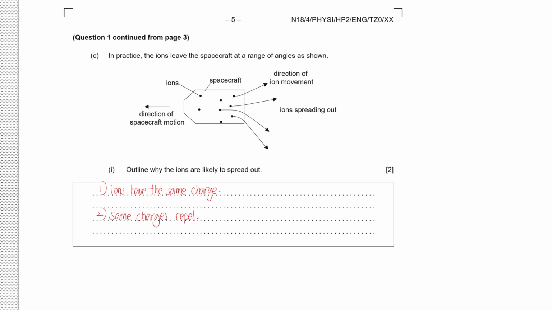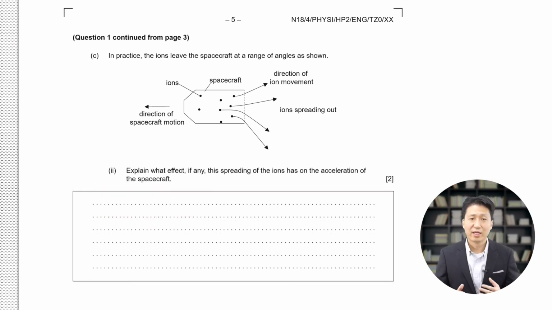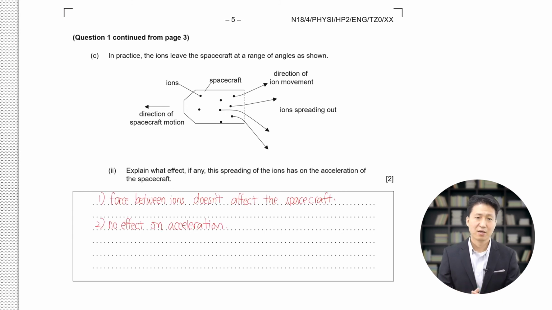Going on to the next question. This question asks you to explain what effect, if any, the spreading of the ions has on the spacecraft. This is a trick question because, first of all, the forces between the ions do not include the spacecraft. If you apply the forces, there's a force on one ion and a force on the other ion. So these forces do not include the spacecraft in any way. Therefore, there is no effect on the acceleration of the spacecraft.